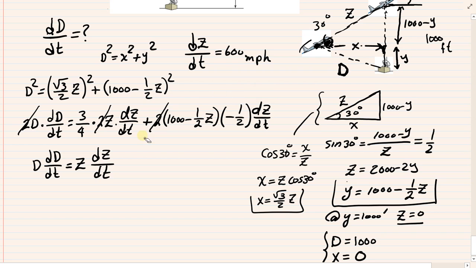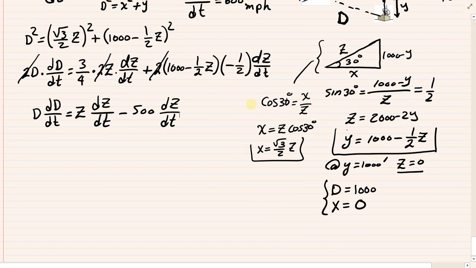Now, distribute. So remember, we accounted for this. It's combined now with this part of the product. And then distribute, again, this expression to 1,000. So we're going to get negative 500 dz/dt. So it reduces very nicely, actually, which is good. It means we're doing it right, when things go in the right direction.